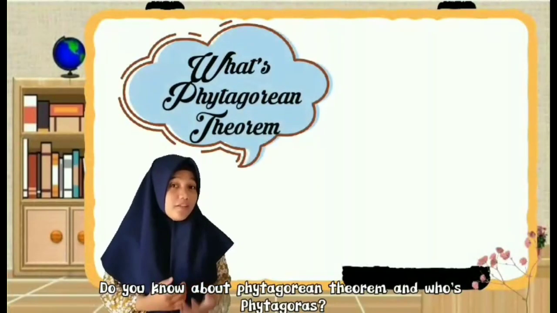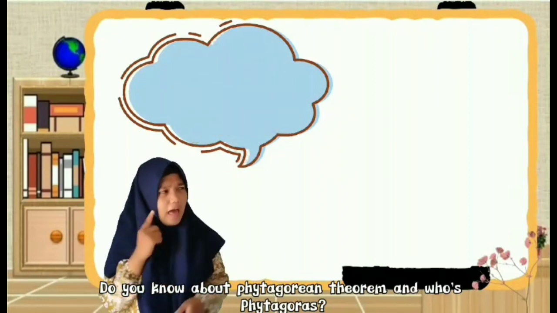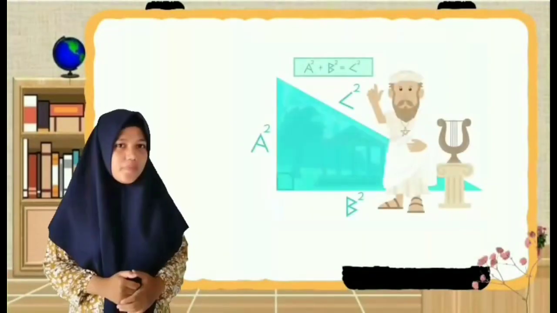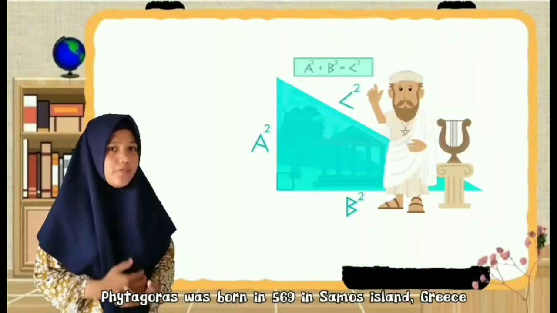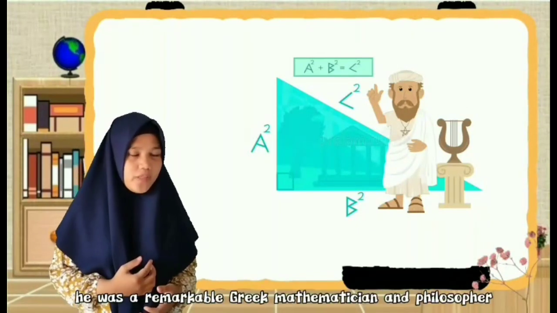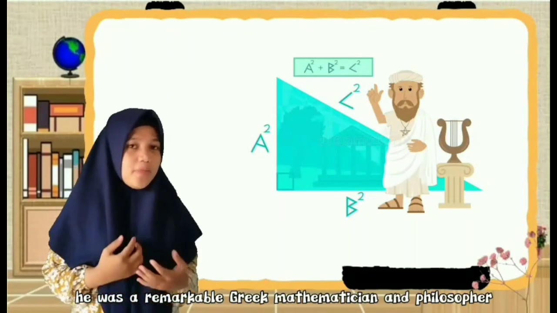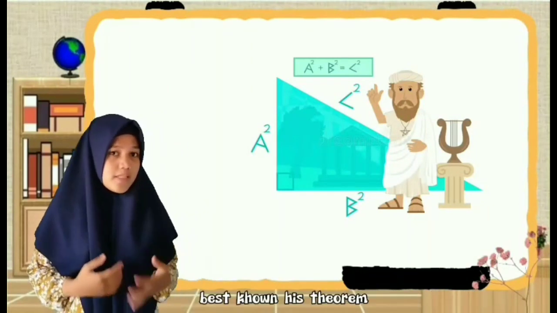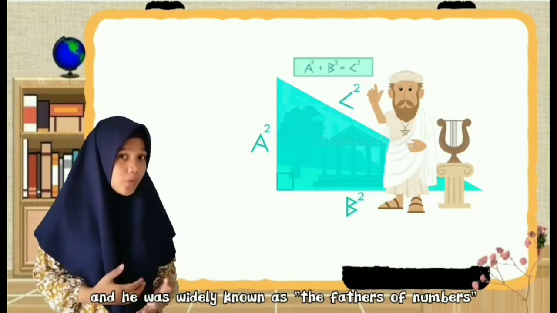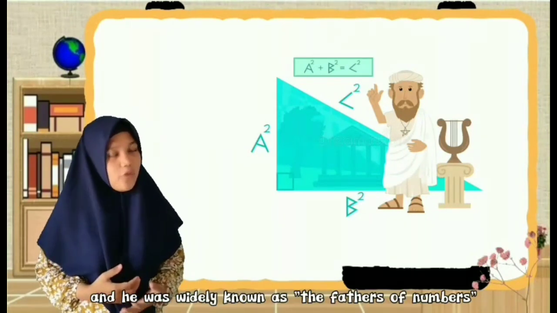Do you know about the Pythagorean Theorem? And who is Pythagoras? Pythagoras was born in 569 on Samos Island, Greece. He was a remarkable Greek mathematician and philosopher, known for his theorem. He was widely known as the father of numbers.